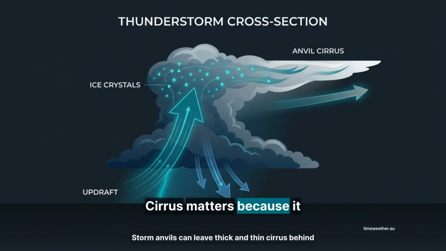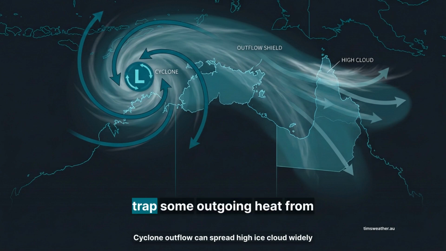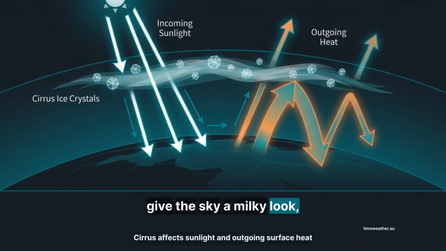Cirrus matters because it changes how light and heat move through the atmosphere. Thin cirrus lets much of the sun's energy through, so the day can still look bright. At the same time, it can trap some outgoing heat from the surface. Thicker cirrus can dim the sunlight more strongly and give the sky a milky look, especially around the sun or moon.